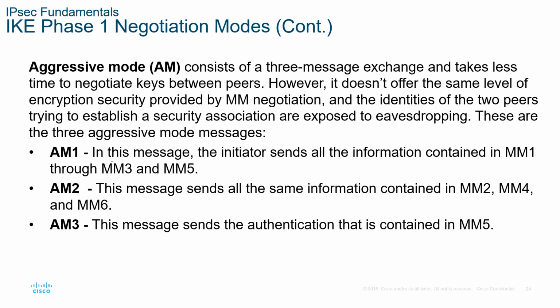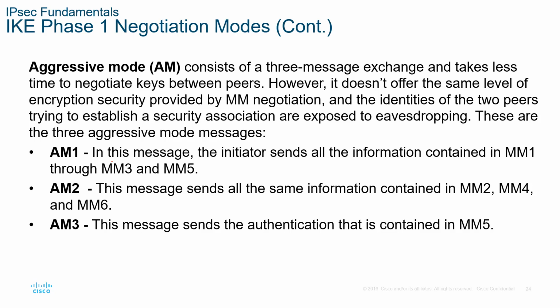If we're talking about aggressive mode, it has three main messages. In this first message, AM1, the initiator will send all the information contained in MM1 through 3 and MM5. In AM2, that's going to be MM2, 4, and 6. And then it will respond with AM3, which is the authentication that will be using MM5.